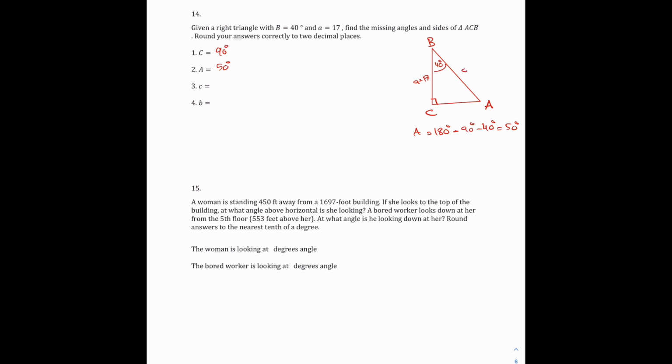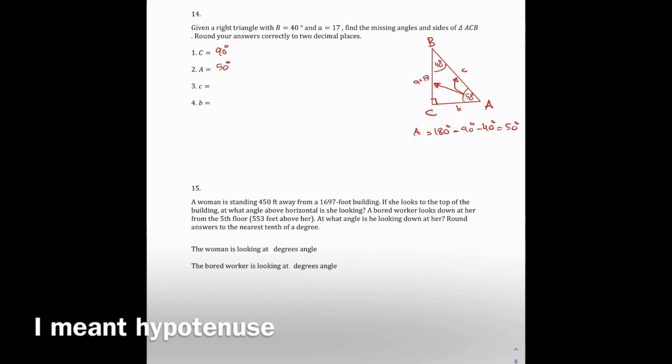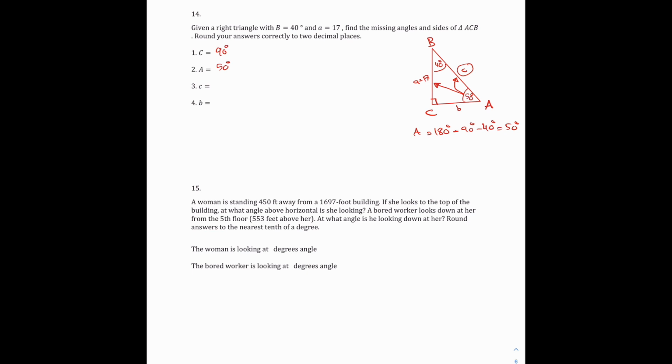This is side C, which is the hypotenuse, and this is side B, which is the opposite to angle B. So for side C, using what we have, this is 50 degrees. We have the opposite to 50 degrees, and the missing is the adjacent. We have two knowns and one missing, so we can find C. Opposite over hypotenuse is sine. So sine 50 degrees is equal to opposite, which is 17, over hypotenuse, which is C.